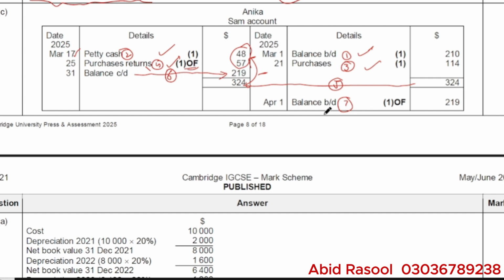Then one mark for the balance BD. This is also for own figure, meaning if your calculation goes wrong and you do not get exactly 219 but some other number, you have done some calculation mistake, but you have written your balance BD whatever is coming in your calculations, you will be given this one own figure mark.